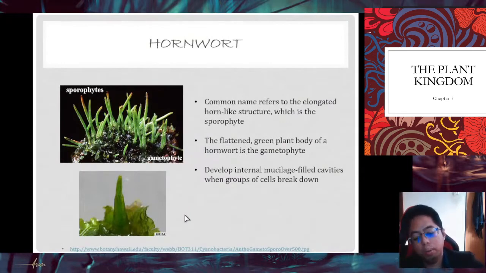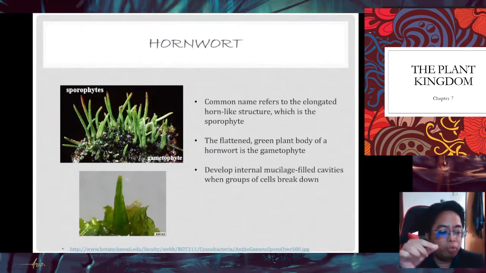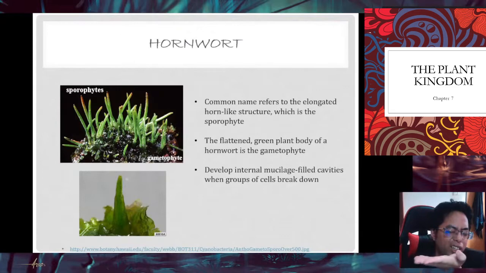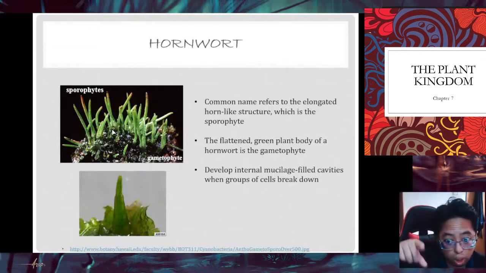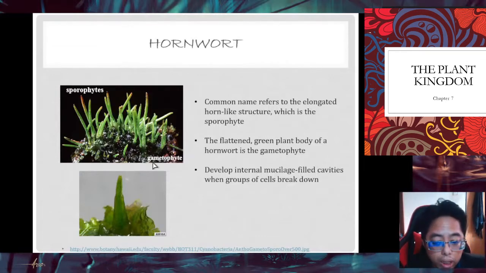Okay, so now we move to hornwort. So remember in liverwort you have a base, which is called thallus. From the base you have the male and female gametophyte just growing on top, right? You have the base, thallus, and male and female growing on top. But hornwort is a little bit different. They actually form this horn-like thing called sporophyte. Okay, so the sporophyte is these longitudinal horns, but the body itself, the flat body, is the gametophyte. So it is reversed compared to the liverwort.